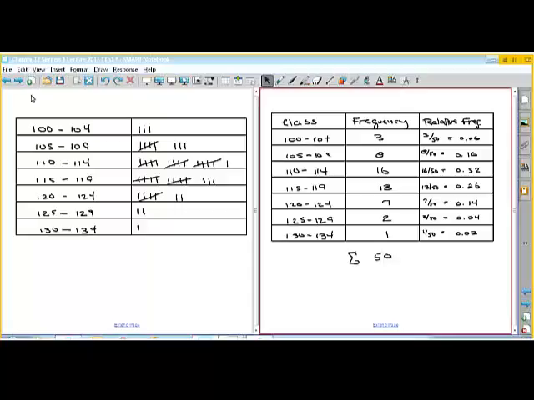So that's the basic idea behind frequency distributions. You're grouping the data into 5 to 12 classes, and then you present the data either as a table or as a histogram.